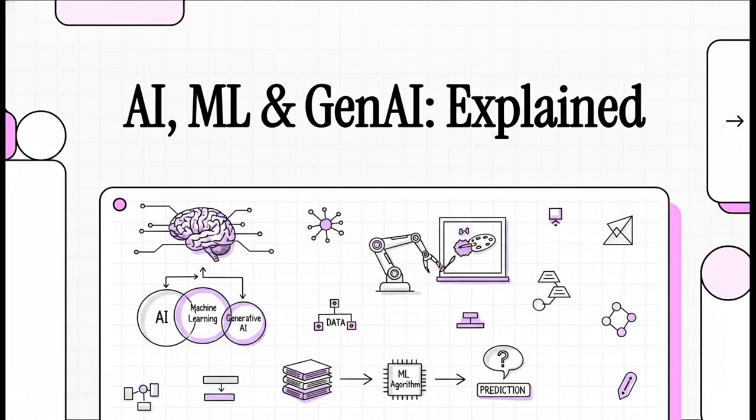You've probably heard these terms thrown around a ton. AI, machine learning, generative AI. They're all over the place, and honestly, they often get used like they're the same thing. But they're not. So what is the actual difference? Let's break it down step by step and get a super clear picture of how it all fits together.